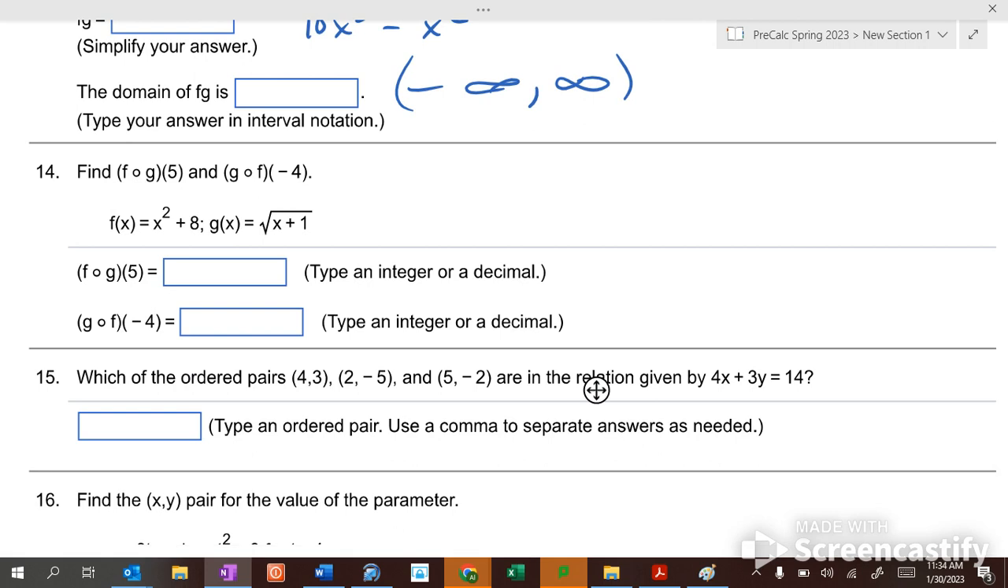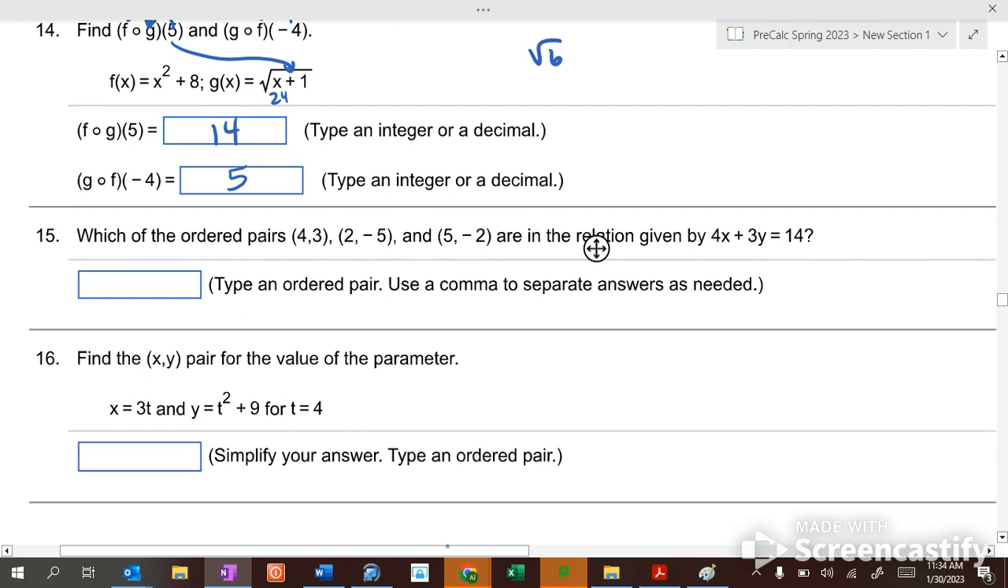So f of g of 5. What I would do if I were you is I'd stick the 5 in here right away because you're going here and then whatever that answer is going there. 5 plus 1 is the square root of 6. Put square root of 6 into the f function becomes 6 plus 8, which is 14. If you put negative 4 into the f function, negative 4 squared is 16 plus 8 is 24. And you stick 24 into this function, you get 5.